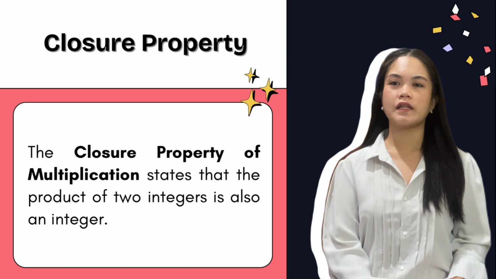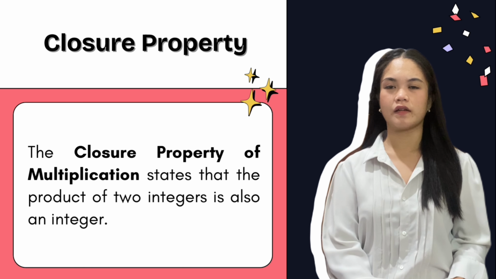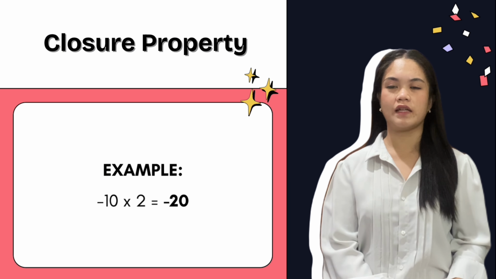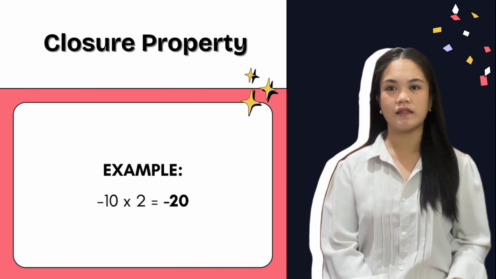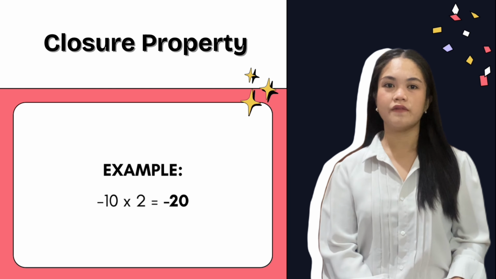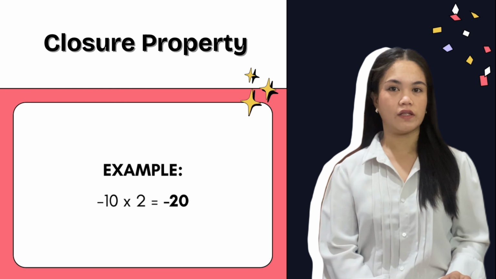The closure property of multiplication states that the product of two integers is also an integer. For example, negative 10 times 2 is equal to negative 20. Negative 10, 2, and negative 20 are all integers. Negative 10 and negative 20 are specifically negative integers.